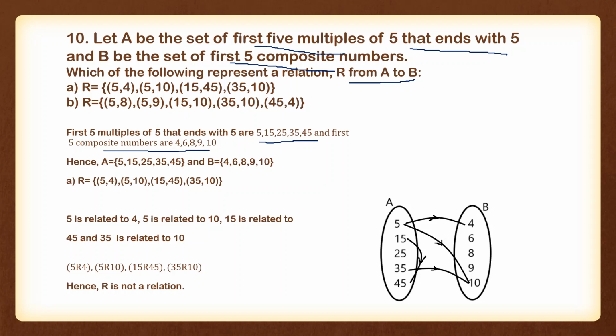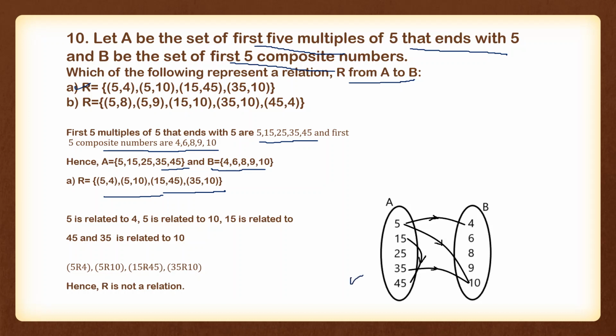4, 6, 8, 9 and 10. So now we have the set A equals 5, 15, 25, 35, 45 and B as 4, 6, 8, 9, 10. So the first question is R equals (5, 4), (5, 10), (15, 45), (35, 10). Let's check it with the help of an arrow diagram.